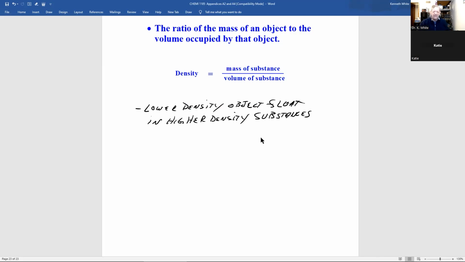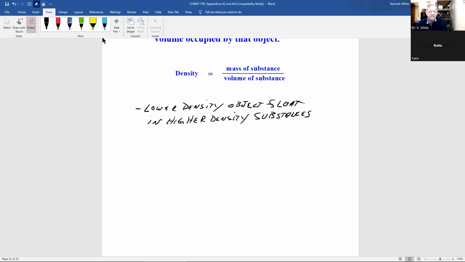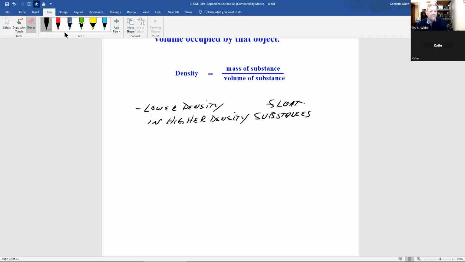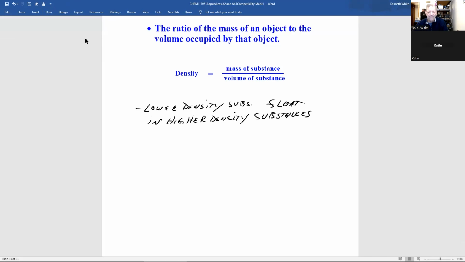lower density objects. Again, the switch is off, but I do want to cover it. This is something you should know about. Lower density objects or substances float in higher density substances. And let me change this. I got it in. And this is the opposite.